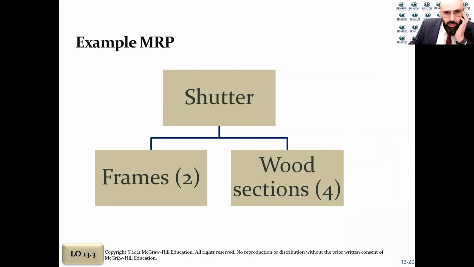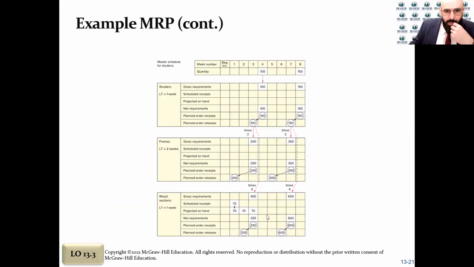All right, so here's an example for the MRP. We have a shutter with 2 frames. As you see, we have frames and wood sections. We have 2 frames and 4 sections. All right, now here's the MRP example. That's the master schedule from last week. We have 100 and 150. That's on week 4 and week 8.